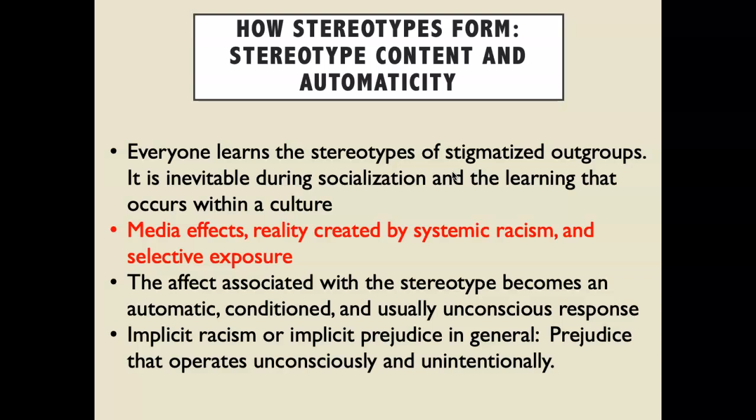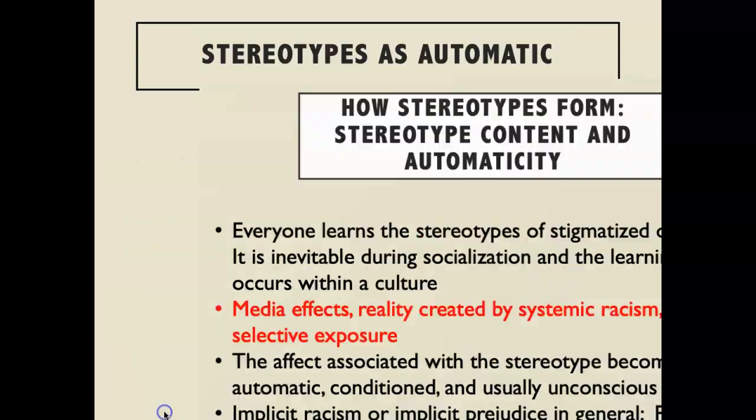Okay, and the affect that becomes associated with the stereotype becomes an automatic, conditioned, and usually unconscious response. Okay, so this is where we get into this implicit racism or implicit prejudice in general. Prejudice that operates unconsciously or unintentionally because we've learned these stereotypes. In some cases, been conditioned to have a negative emotional and affective response associated with the stereotype, and indeed, so we have this kind of implicit prejudice, implicit kinds of ideas that operate unconsciously and unintentionally. Okay, because of this conditioning. It's all about having been conditioned and learned negative stereotypes.